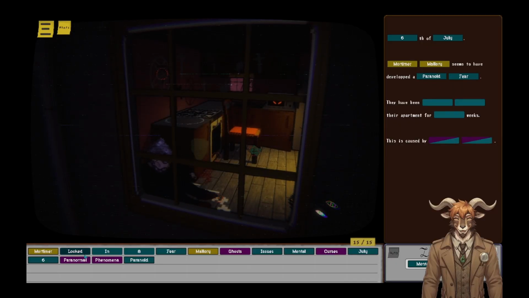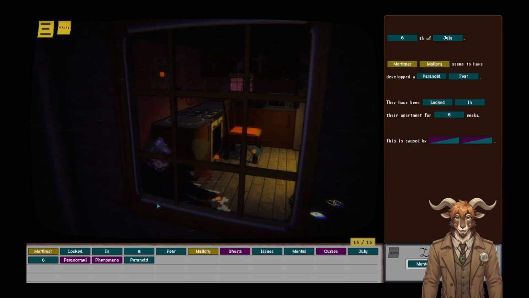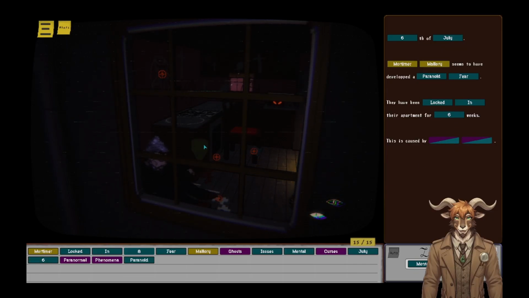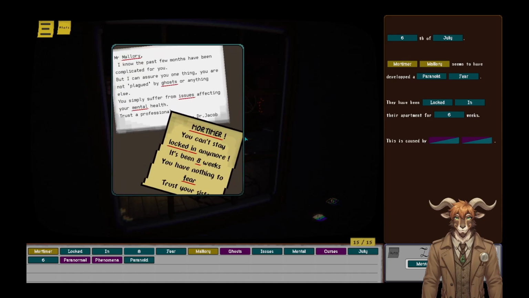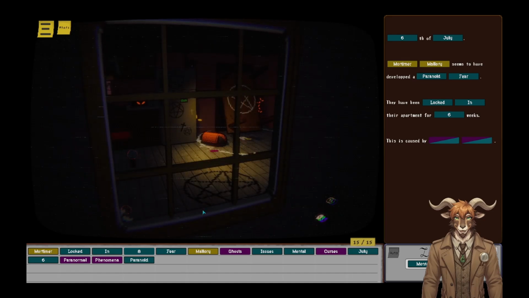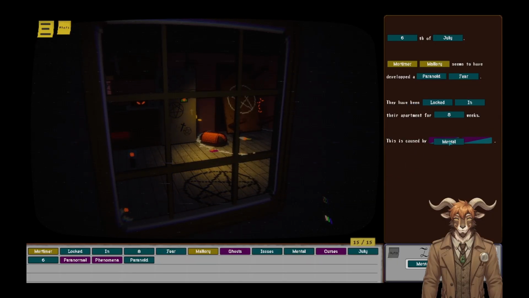They have been locked in their apartment for 6 weeks. We read that somewhere, but I can't remember right now. Where was it? Over here. It's been 8 weeks. There we go. This is caused by mental issues.